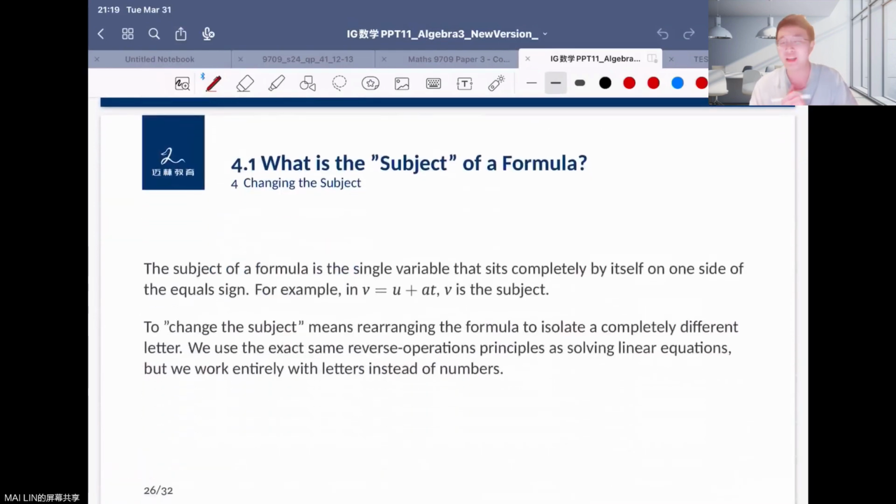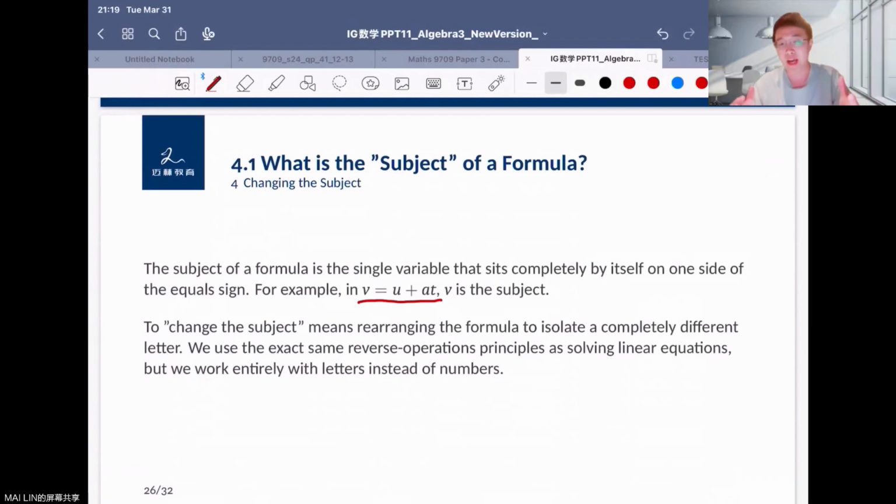Now I'll give an example in physics. Here is a formula: velocity equals the initial velocity plus acceleration times time taken. You don't need to know what the equation really means, but you can see that V is on the left of the equation, right? So we call V the subject.